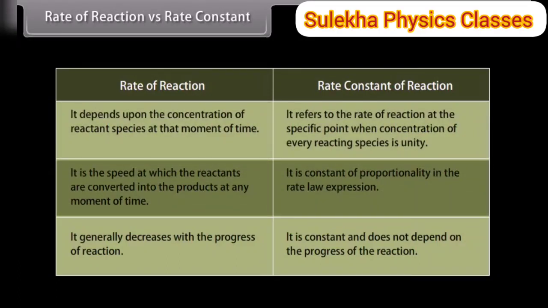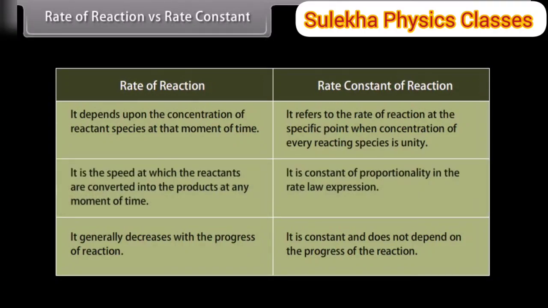Rate of reaction is the speed at which the reactants are converted into the products at any moment of time, while rate constant of a reaction is the constant of proportionality in the rate law expression. Rate of a reaction generally decreases with the progress of the reaction, whereas the rate constant of a reaction is constant and does not depend on the progress of the reaction.